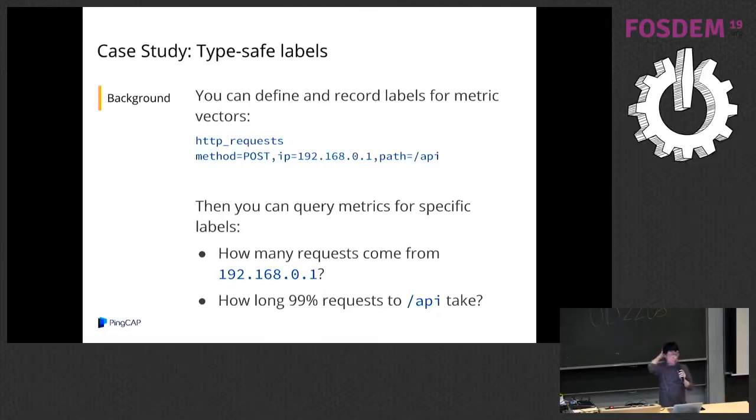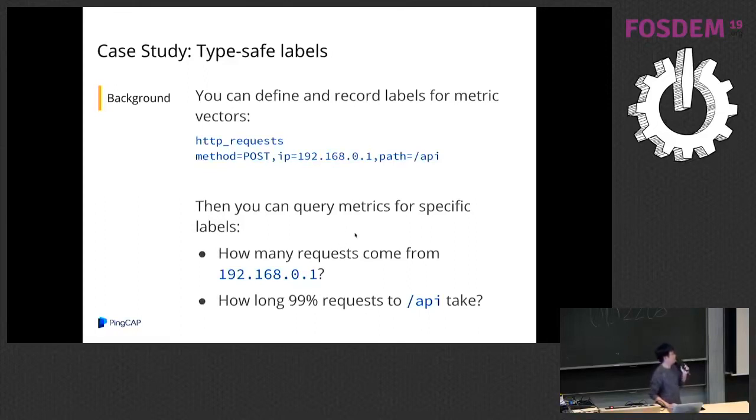Let me introduce some background. In the library, you can define and record labels for metric vectors, just like this one. Here is an HTTP request: its method is POST, its IP is an IP address, and its path is /API. Then, after defining and recording this metric, you will be able to query a metric for a specific label.